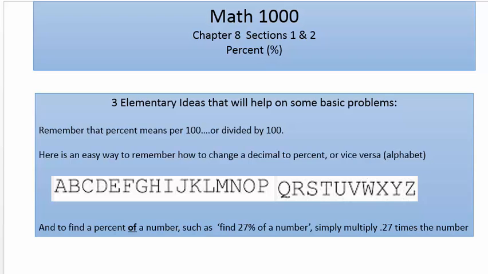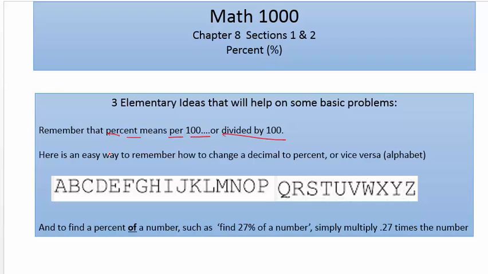There are 3 elementary ideas that we want to talk about before we even start the lecture, which I have listed below. Just remember, percent means per 100. Just like there's 100 years in a century or 100 cents in a dollar, percent means per 100. And per 100 means divided by 100. So when you change a decimal to a percent or a percent to a decimal, you're either going to multiply by 100 or divide by 100.